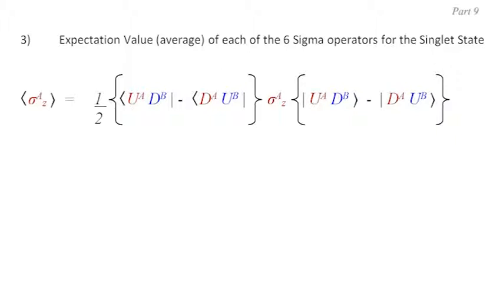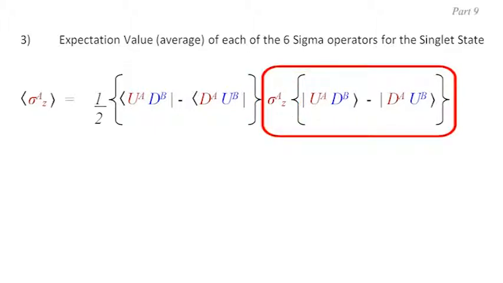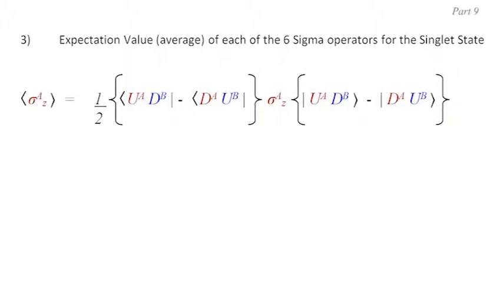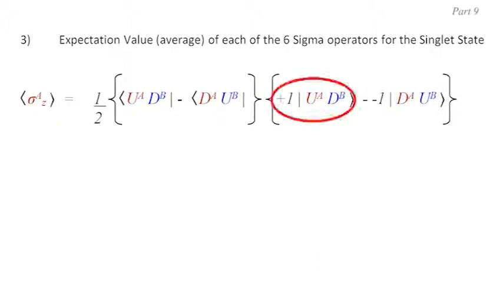Again, we sandwich this time sigma AZ between the two versions of the singlet state, bra and ket. To evaluate this part of things, we need to remember what sigma AZ does to the basis states. It looks only at the A part of it, of course, and measures it. In other words, it leaves the up and down as they are, no flips, but it multiplies either by +1 or -1. Here's the result. There's the up multiplied by +1, and there's the down multiplied by -1. It gives an extra minus sign.